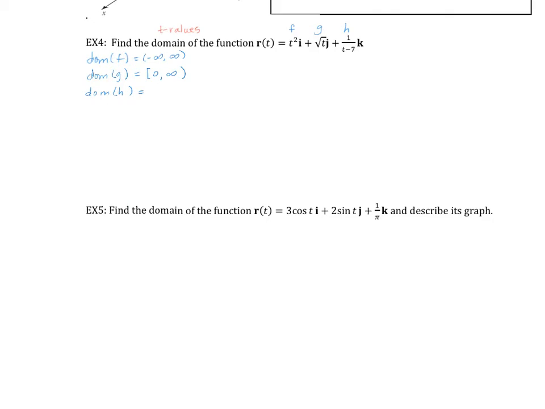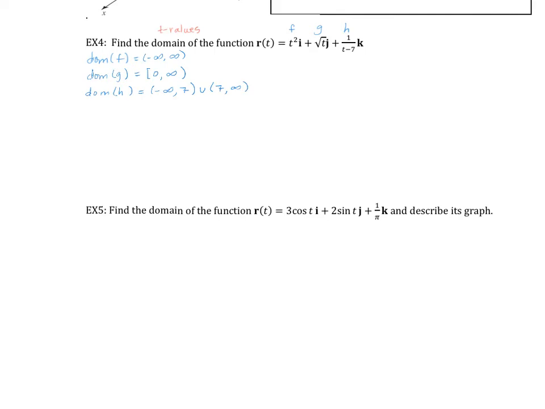The domain of h is a rational function, it's a fraction. Fractions are undefined when their denominator is 0. So I can see that if t is equal to 7, I'm going to have a problem. But I don't have a problem with any other t values. So I can use any t value from negative infinity to 7, but I cannot include 7, so that's a parenthesis. Or, which would be my union, I can choose from 7 to positive infinity.